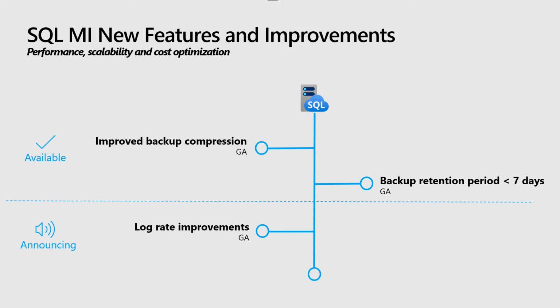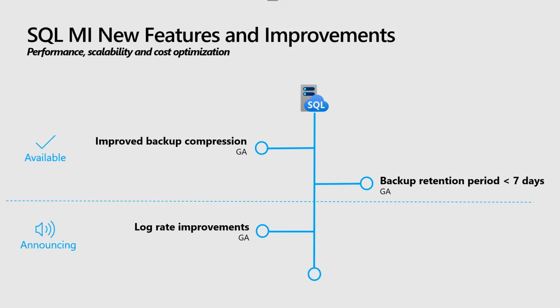Let's talk about improvements in the performance, scalability, and cost optimization area. So you already noticed that I mentioned cost-saving aspects of some of the previously mentioned features. But now here we have a couple of features that fall directly into this category. So recently we improved backup in terms of the compression, but also in terms of the retention period that can now be less than 7 days in order for you to manage the cost of your solutions in situations where backup retention is not critical.